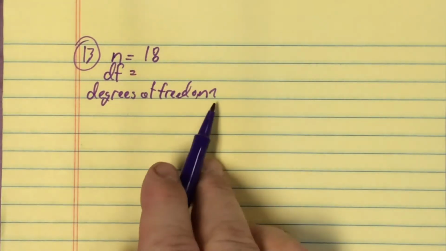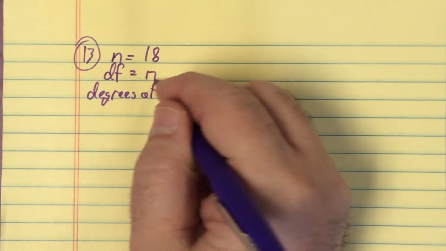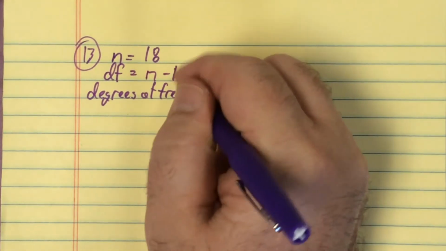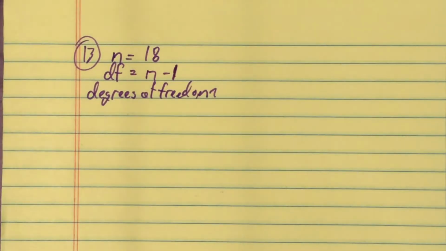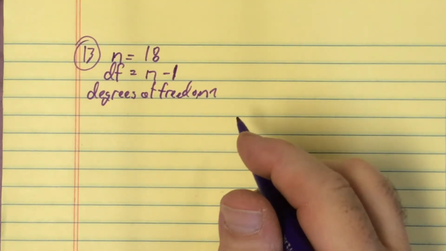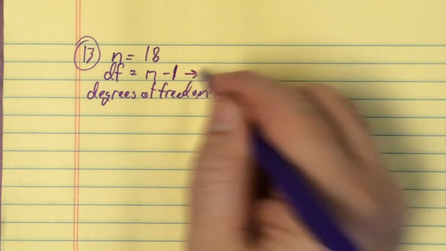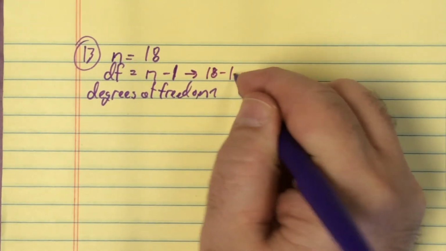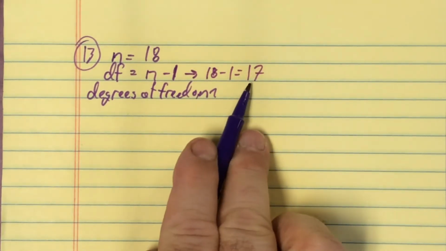The way we determine the degrees of freedom is to simply take the n value, and at least in this case, we'll subtract 1. For different applications, there are different ways to determine degrees of freedom, but in most, it's always going to be n minus 1. So if I do that, that's going to be 18 minus 1. So that's going to give me 17 degrees of freedom.